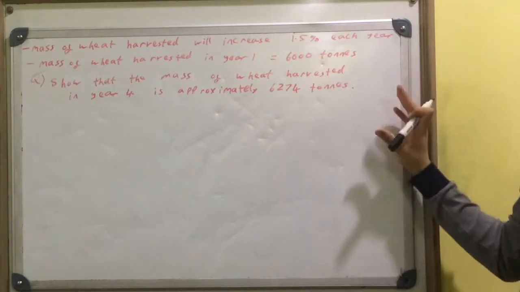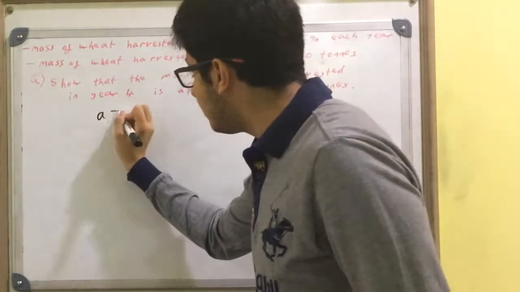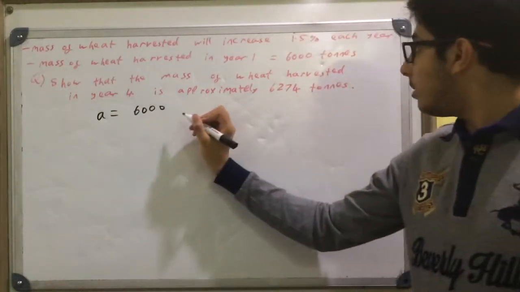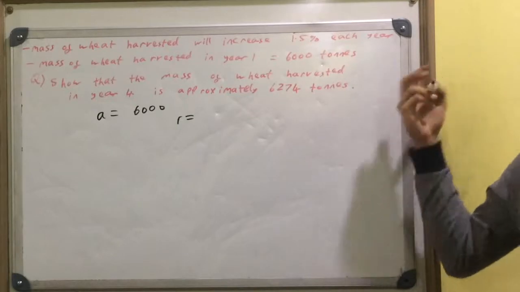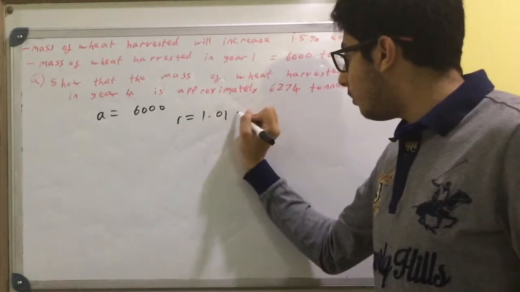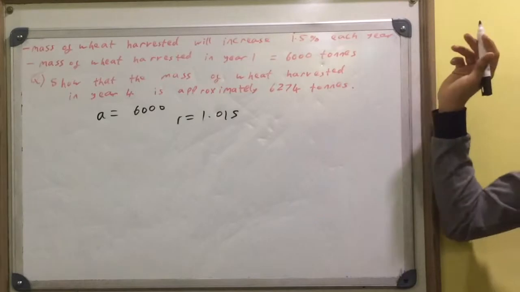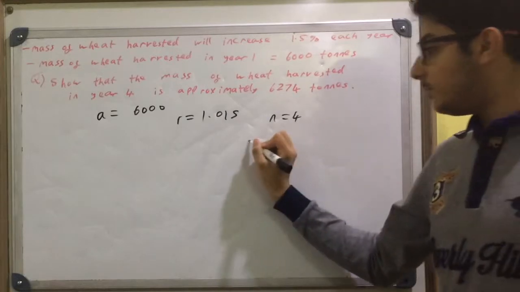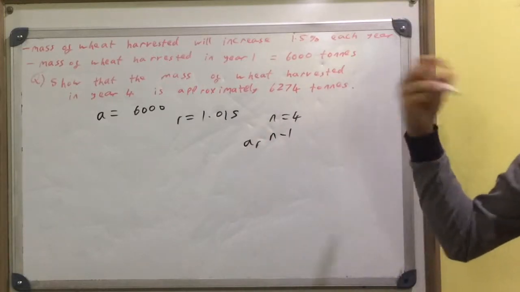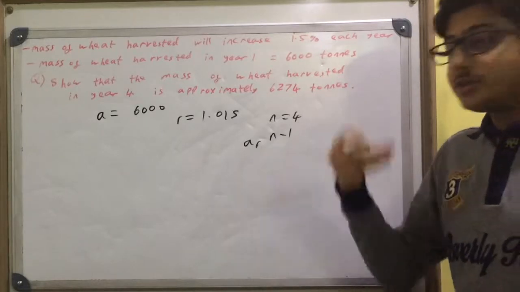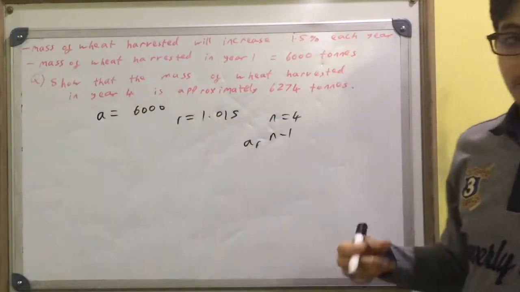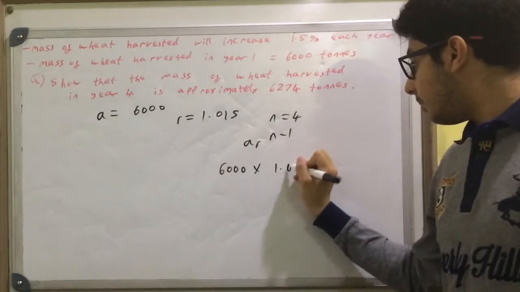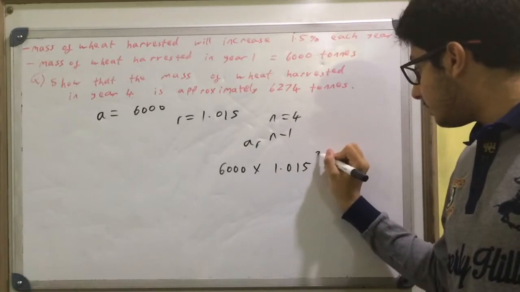So we know that a is 6,000 tons, that was year 1. We know that the common ratio is a 1.5% increase, so it's 1.015. And I want you to find the mass of wheat harvested in year 4, so n is going to be 4. We just use the formula ar to the n minus 1, because we're going to find the value of a term in the sequence, the fourth term. So we put these numbers into the equation. That's 1.015 to the power of 4 minus 1, so cubed.